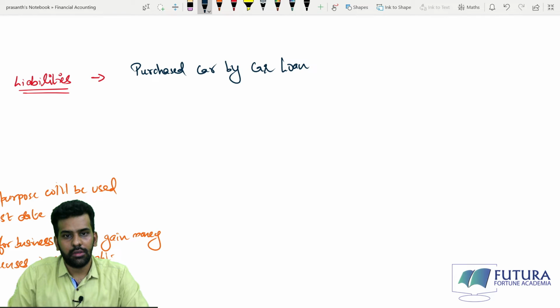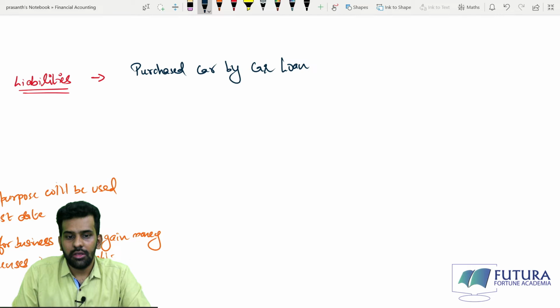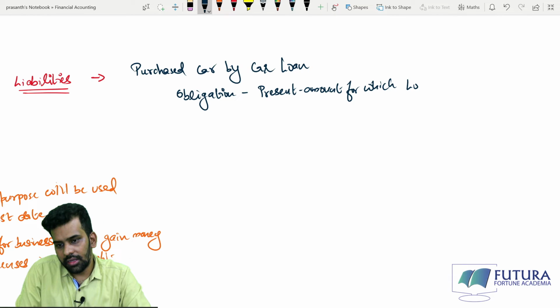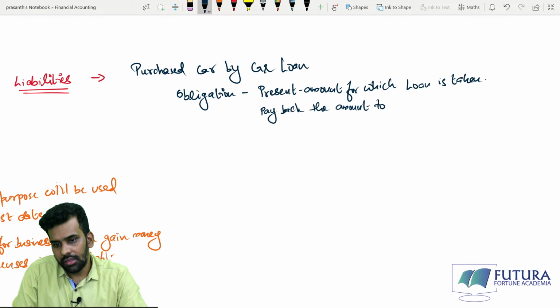Now what do you owe? You owe the bank X amount of value for the loan that you have taken. So what does it mean? You have an obligation now. What is the obligation? You have a present obligation, which is the amount for which the loan is taken, where you need to pay back the amount of loan to the lender, right?